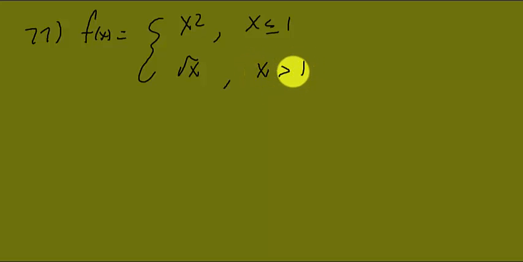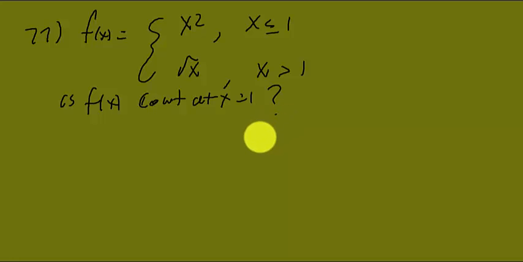Determine if f is differentiable at x equals 1. If so, find the value of the derivative. That means the same thing. They want me to find out if I can take a derivative of this function at 1. But before I can talk about derivative, I have to talk about what? Continuous. So I have to find, is f of x continuous at x equals 1? That's what I'm checking.